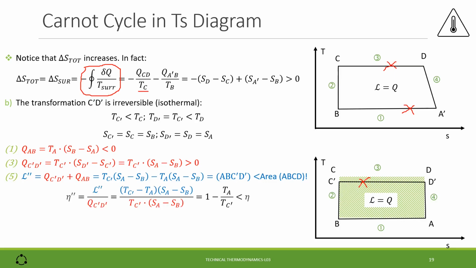The efficiency is also the ratio between the work and the given heat. The given heat is only the heat exchanged over the transformation C'D', and we find this expression: 1 minus Ta over Tc'. Because the temperature in C' is less than the temperature in C, this efficiency is less than the efficiency of the reversible case.